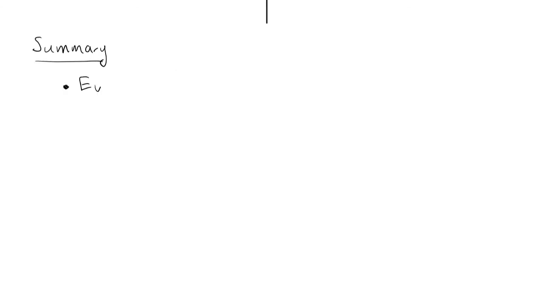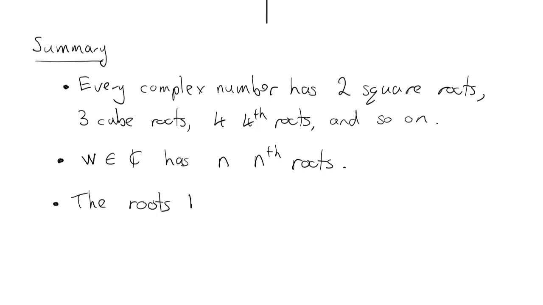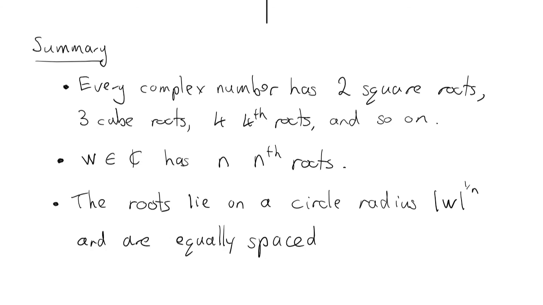So every complex number has 2 square roots, 3 cube roots, and so on. It has n nth roots. The roots all lie on a circle. The radius of that circle is the modulus of w to the 1 over n, where I'm finding nth roots of w, and they are all equally spaced in argument.